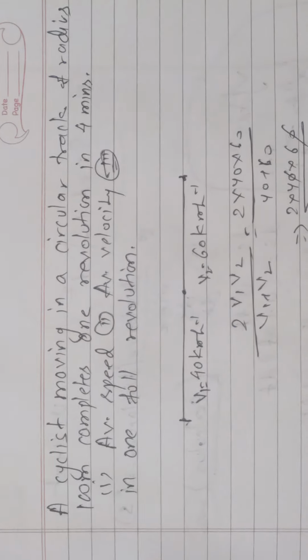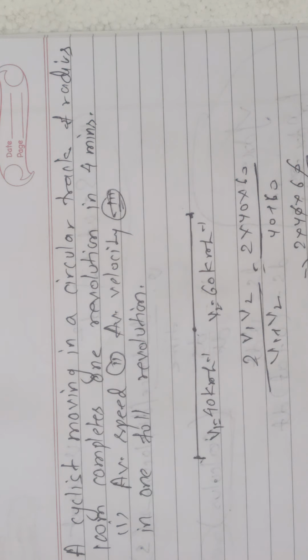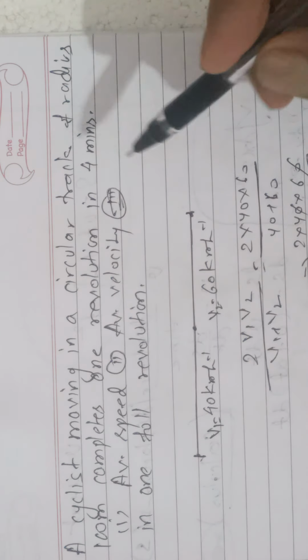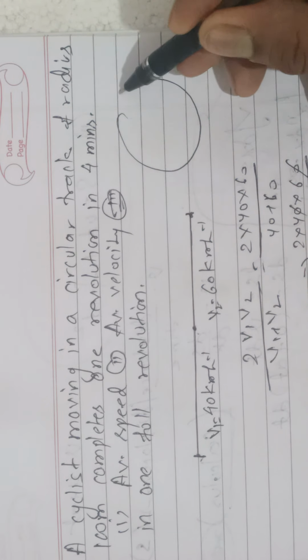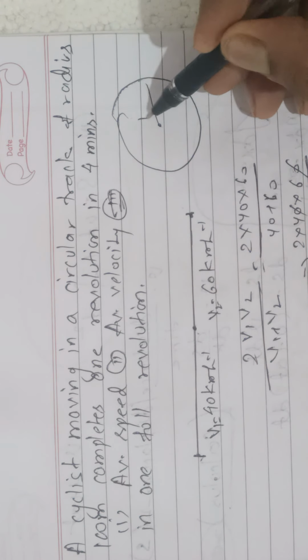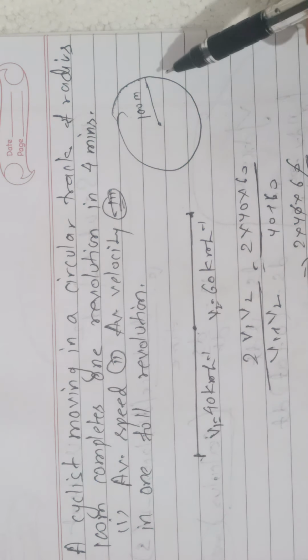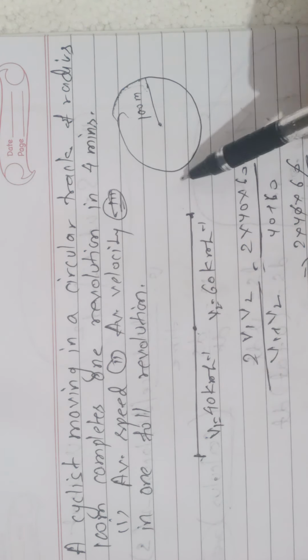After that we have one numerical here. A cyclist moving in a circular track of radius 100 meter completes 1 revolution in 4 minutes. What is the average speed and average velocity in one full revolution? So the cyclist is moving in a circular track of radius 100 meter. Then we need to see that it is taking a complete turn.